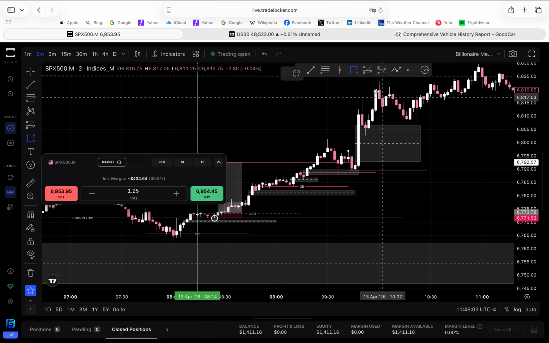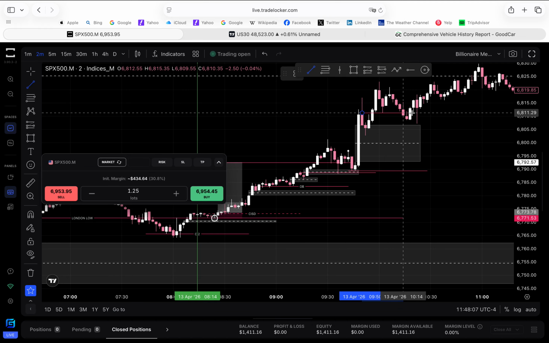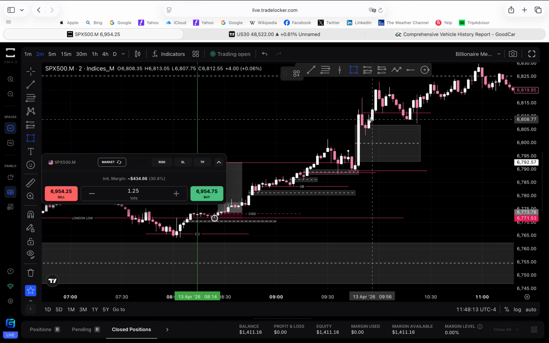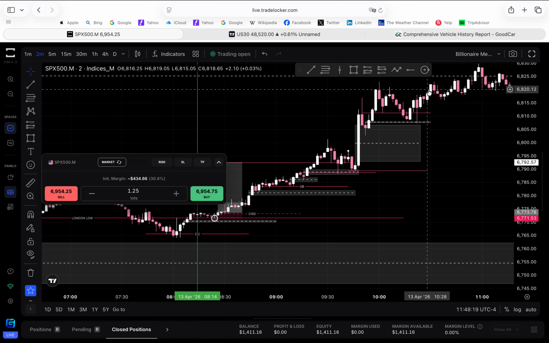Came all the way down to what? Got this order block right here. You get what I'm saying? Came into the order block. There's a small fair value gap right here. I don't know if y'all can see it, but it's very small. It looks like it's not, but it is. Came into that, started taking off, right?